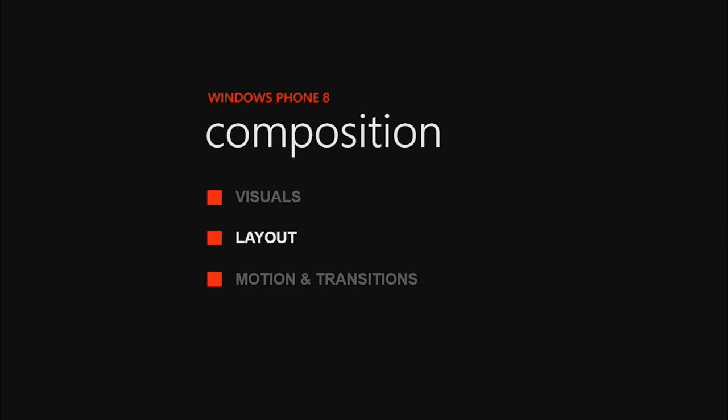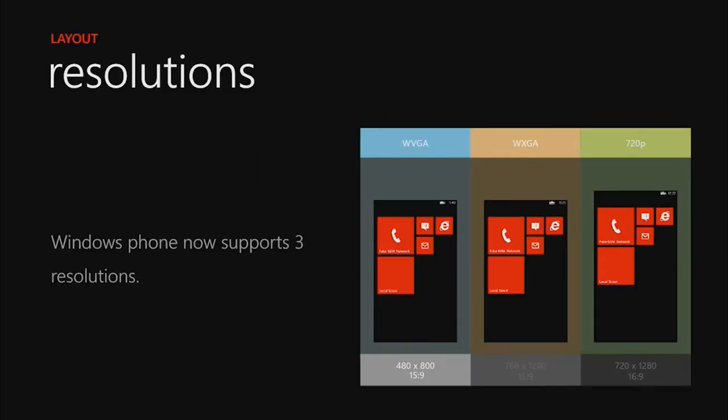Next, we're going to talk a little bit about layout and designing a page. Hopefully that answers some of your visual questions. So first, the biggest question on Windows Phone 8 about layout is resolutions. Windows Phone now supports 3 major resolutions that you're going to see on the phones in your pockets. One, we have WVGA, which is 480 by 800, which is basically a 15 by 9 aspect ratio. We have WXGA, which is 768 by 1280, and we have 720p, which is HD basically, and it's 720 by 1280, and the aspect ratio on this one is slightly taller.